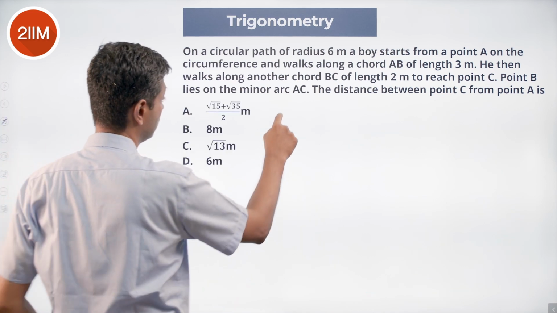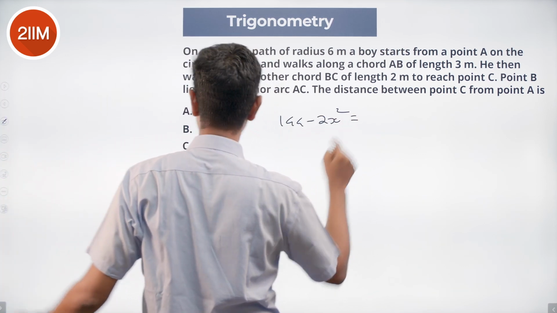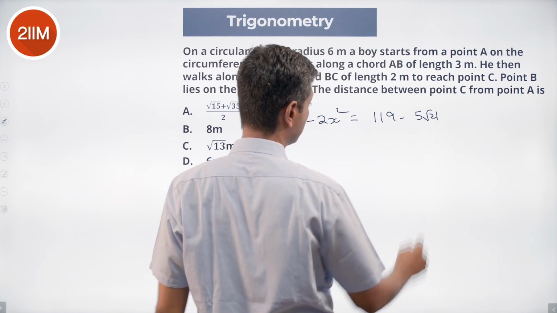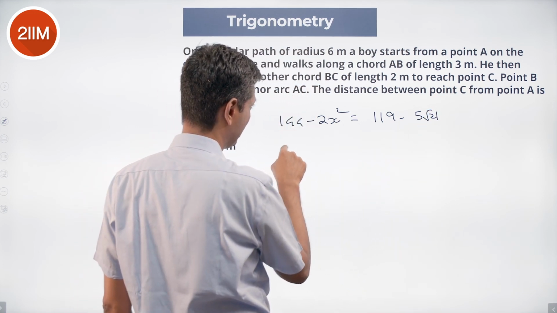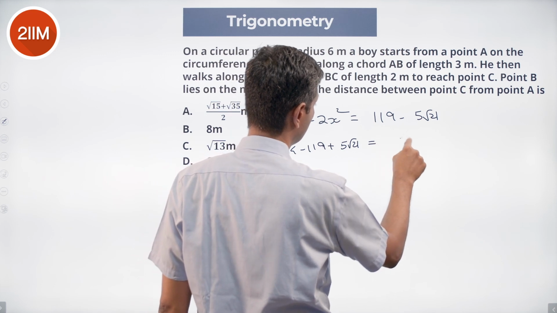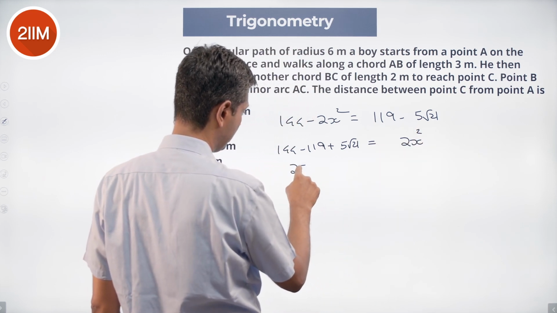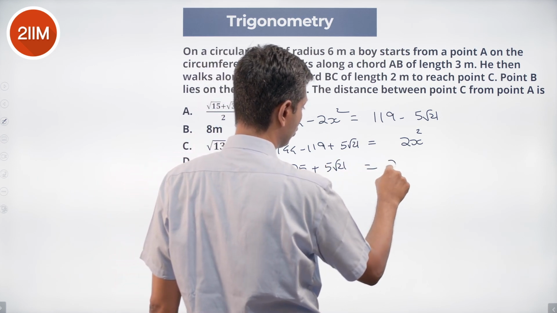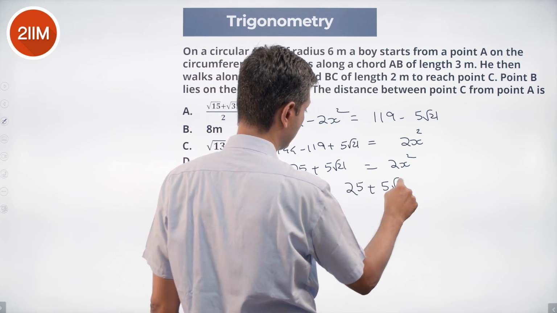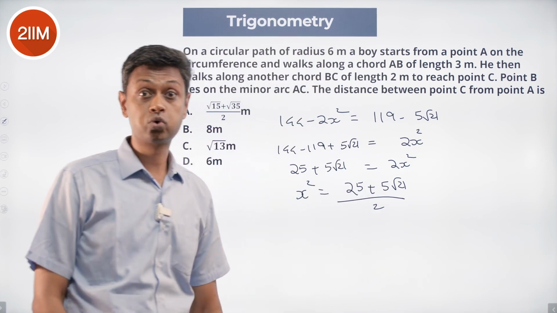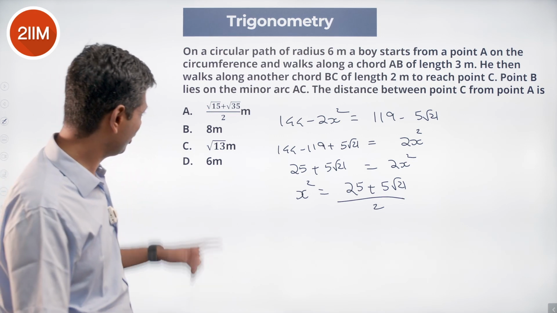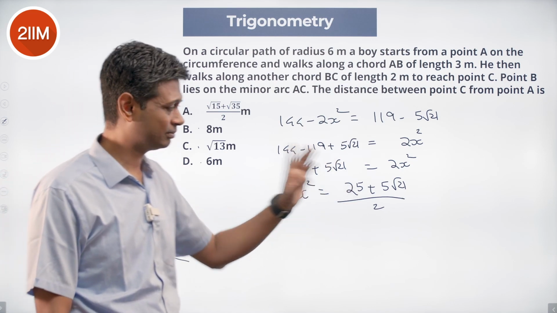144 minus 2x square equals 119 minus 5 root 21. Take the 2x square that side, bring this to this side. 144 minus 119 plus 5 root 21 is 2x square. This is 25 plus 5 root 21 is 2x square, or x square equals 25 plus 5 root 21 by 2. This is x square. We need to find x. Still a pain. My gut feel is it's not this, it's not this, it's not this. It's not a number. It should be this.